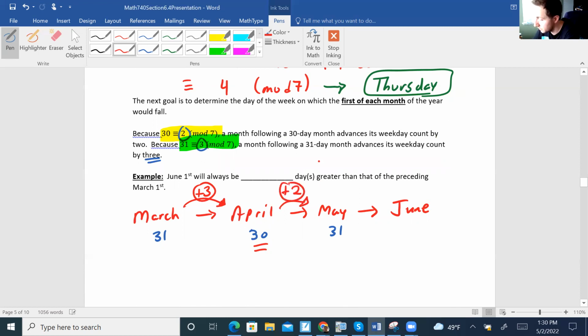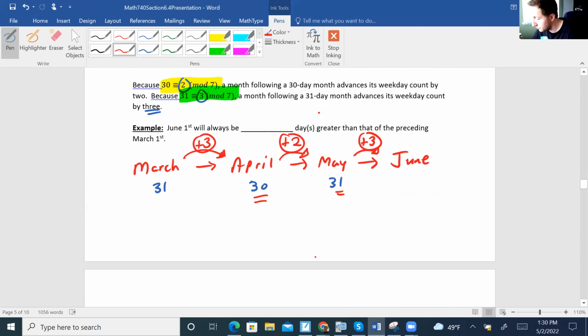So if April 1st was on a Sunday, May 1st would fall on a Tuesday, only a 2-day gap. And then now we're back to a 3-day gap because May has 31 days going into June. So adding up from March 1st to June 1st, this would be 3 plus 2 is 5 plus 3 is 8. But keep in mind, we're working mod 7 and 8 is congruent to 1 mod 7. So there would only be a 1 weekday difference between March 1st and June 1st. If March 1st was on a Thursday, June 1st would fall on a Friday. So this would always be 1 day greater.